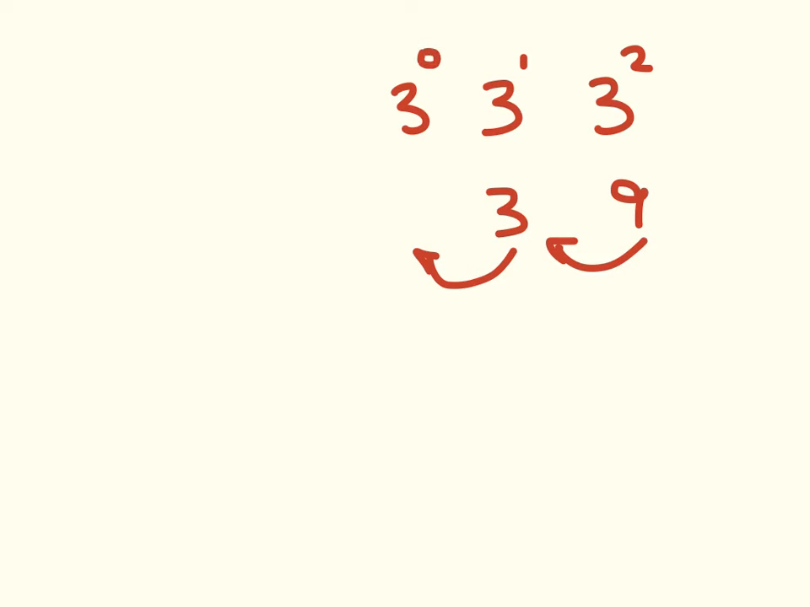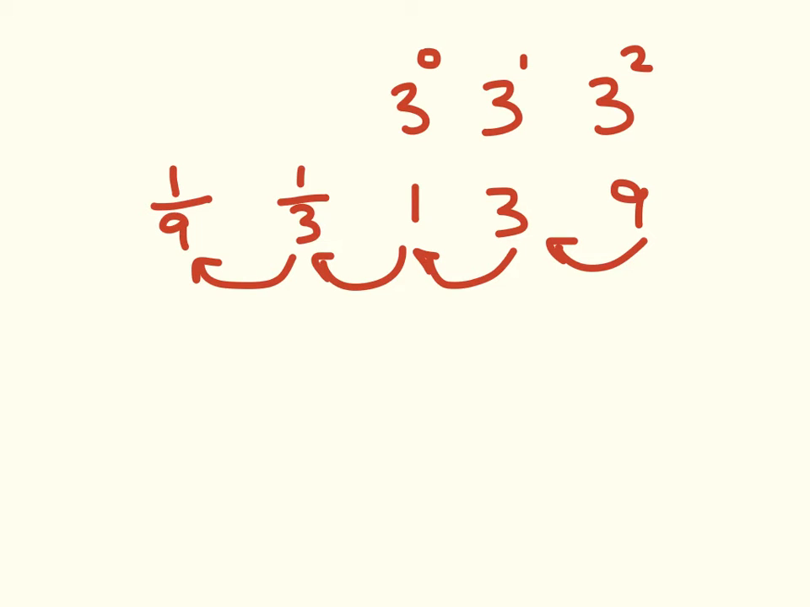Okay, so we'll give ourselves a bit of space. So 3 squared is 3 times 3. That's 9. If I divide by 3, I get 3 to the power of 1. If I divide by 3 again, I get 3 to the power of 0. Now we're going to work in fractions. If I divide by 3, I get 1/3. And if I divide by 3 again, I get 1/9.